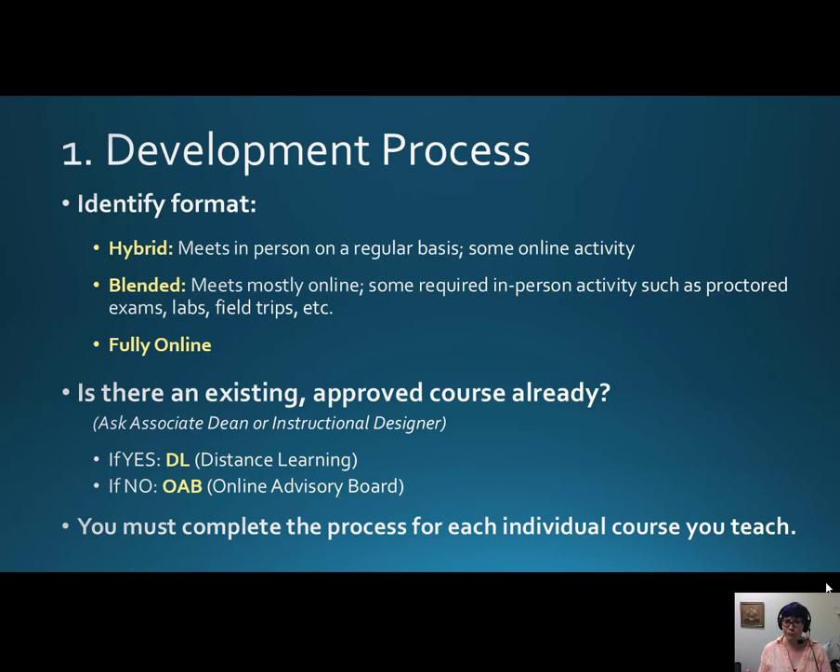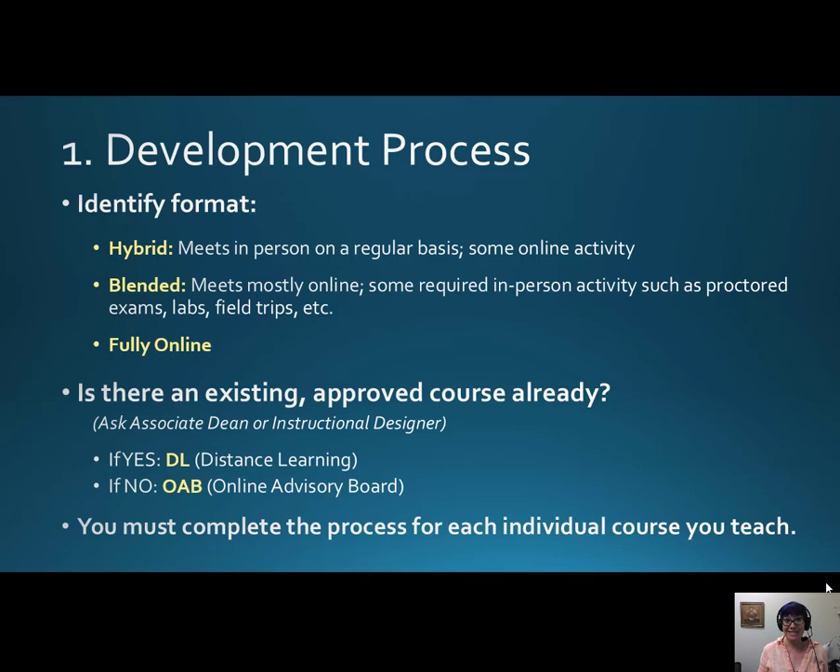Once you've figured out which format you'll be using, you need to find out, is there an existing approved course already? Because there's no reason to reinvent the wheel. So ask your associate dean or an instructional designer. Does a class already exist? If one does, so if the answer to that question is yes, then you will go through distance learning in setting up your class and getting ready to teach it.